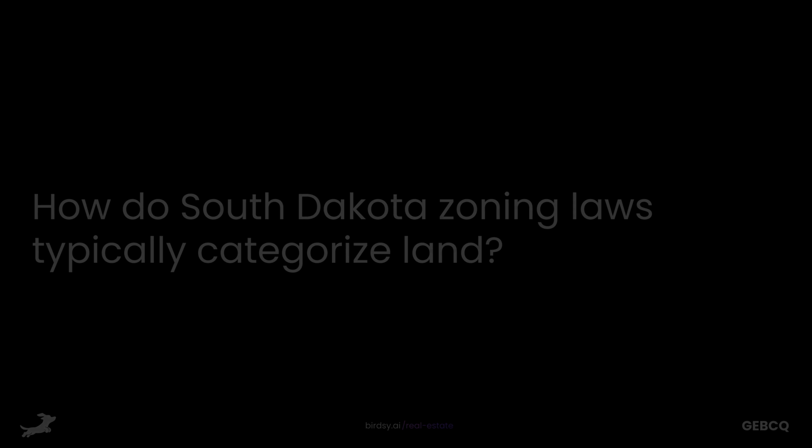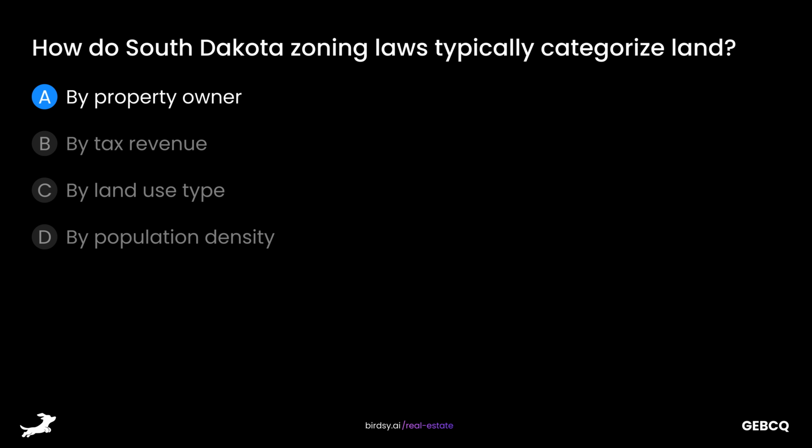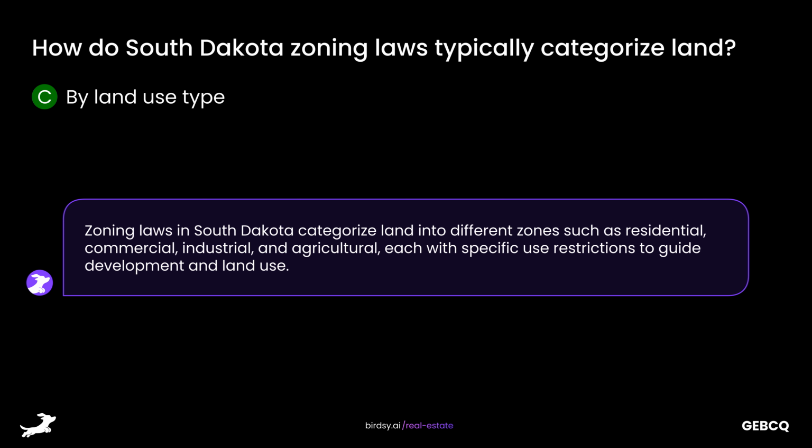How do South Dakota zoning laws typically categorize land? Is it A, by property owner, B, by tax revenue, C, by land use type, or D, by population density? The answer is C, by land use type. Zoning laws in South Dakota categorize land into different zones, such as residential, commercial, industrial, and agricultural, each with specific use restrictions to guide development and land use.